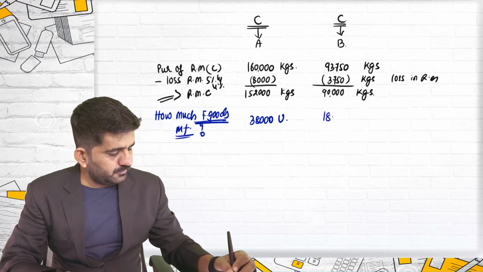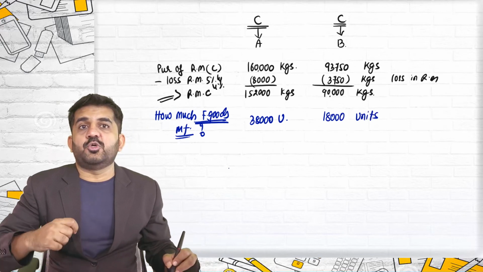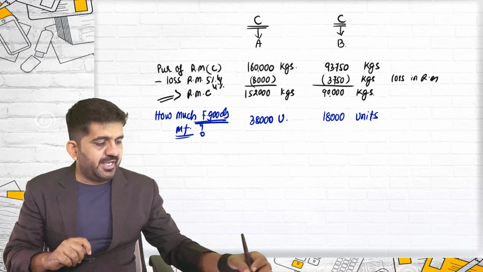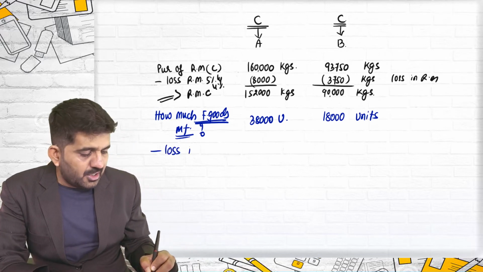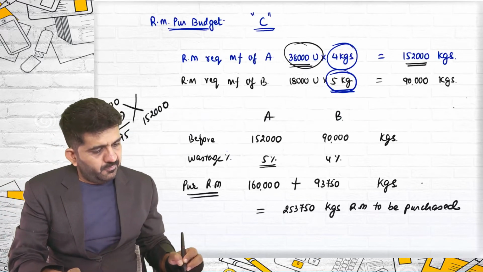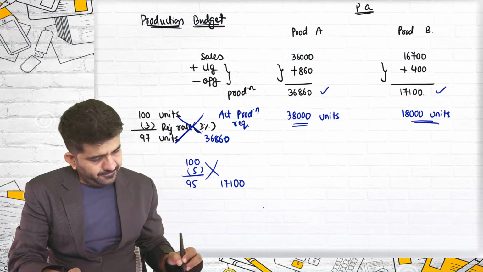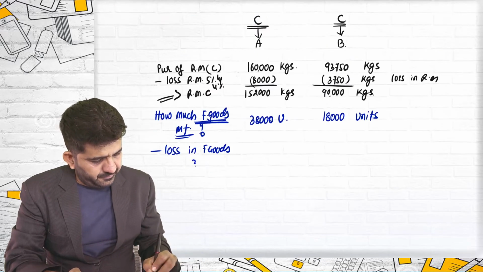18,000 units. 38,000 units of A will be manufactured. 18,000 units of B will be manufactured. But there is a loss in finished goods also, which is 3% and 5%.